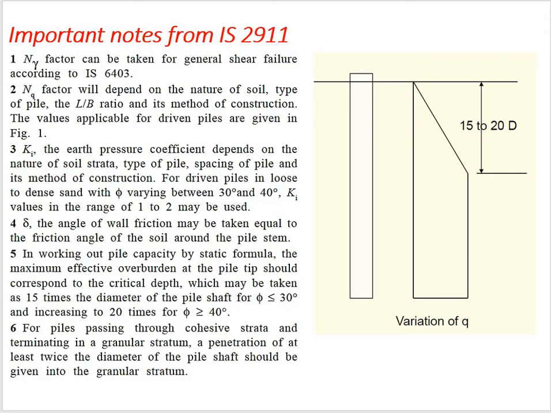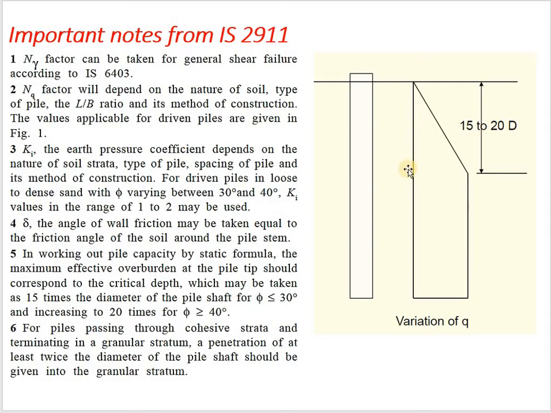So here in the figure you can see up to 15D or 20D, where D is the diameter of the pile, you have to consider the effective overburden. After that, the overburden will be constant. So till this depth your overburden is increasing linearly, and after that the overburden is constant.